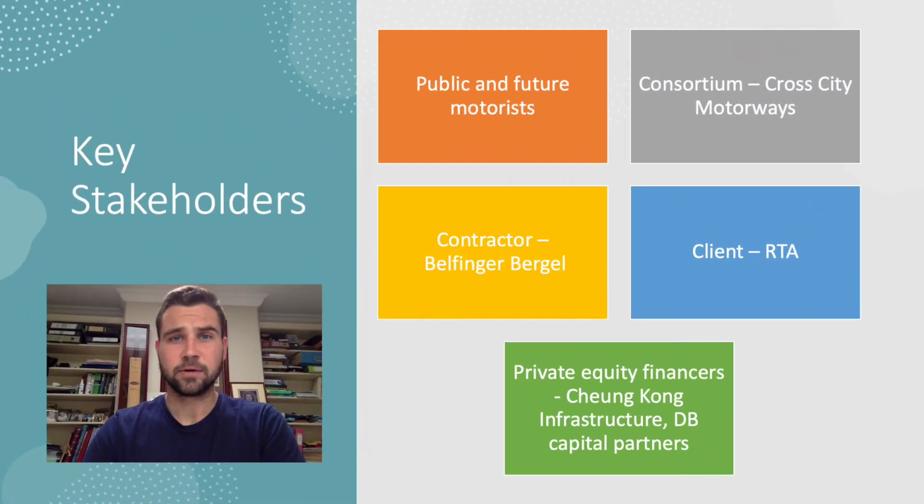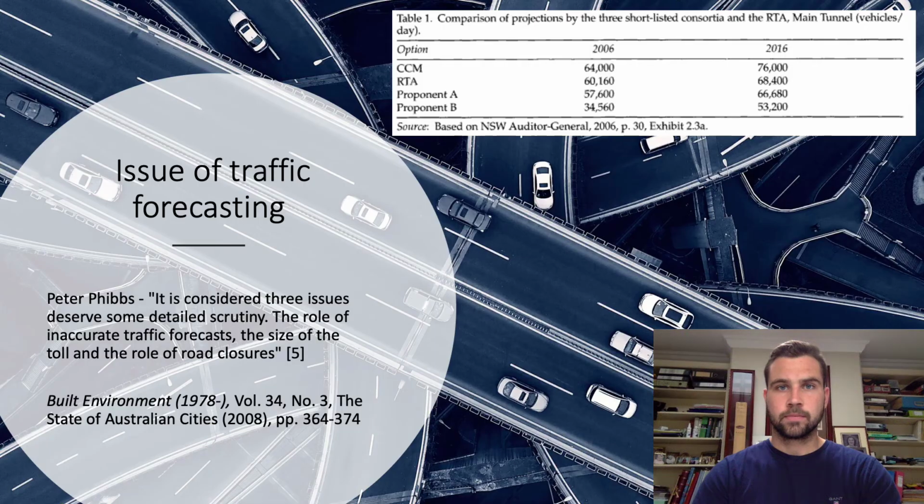The key stakeholders that needed to be identified from the outset included the public and future motorists using the tunnel, the private entity constructing and operating the tunnel under the BOOT scheme, the construction contractor being Baulderstone Bilfinger Berger, the Roads and Traffic Authority being the client, private equity financiers, and state government officials. Data analysis and gathering are listed under PMBOK tools used in the identification of stakeholders.